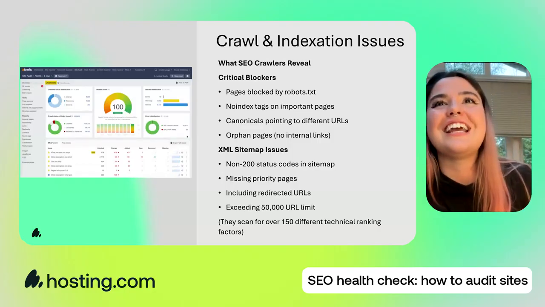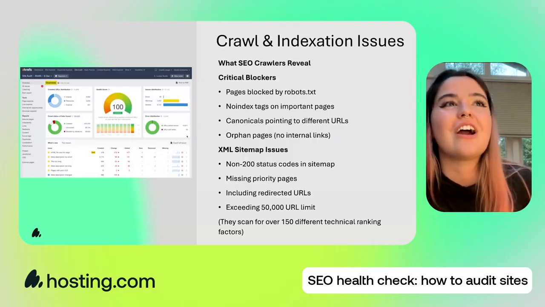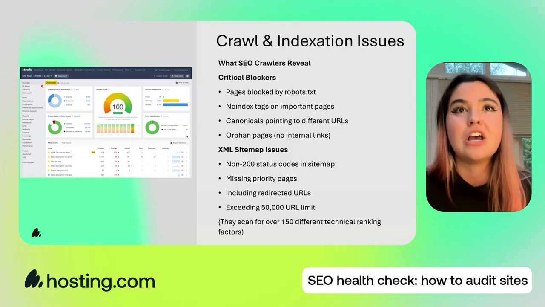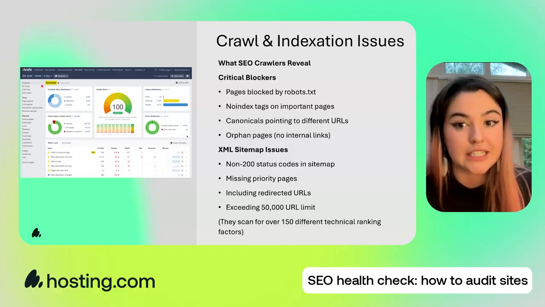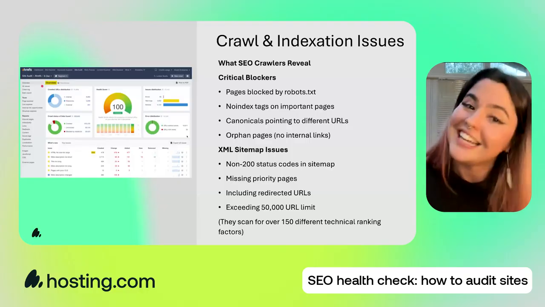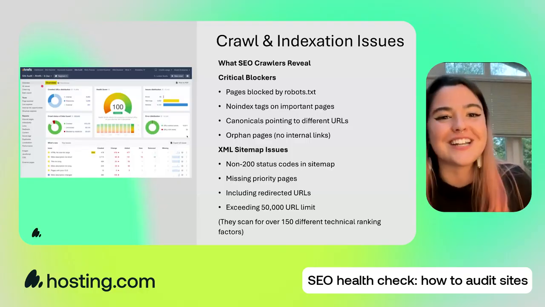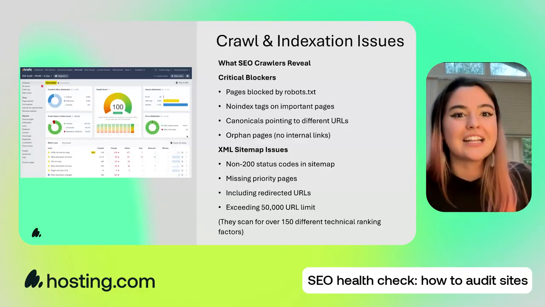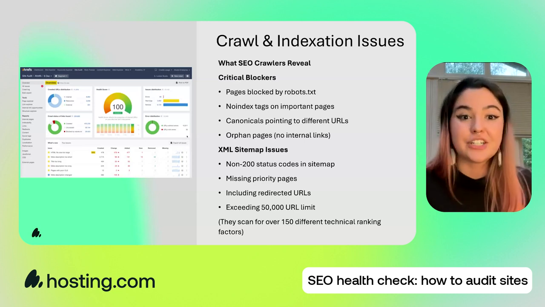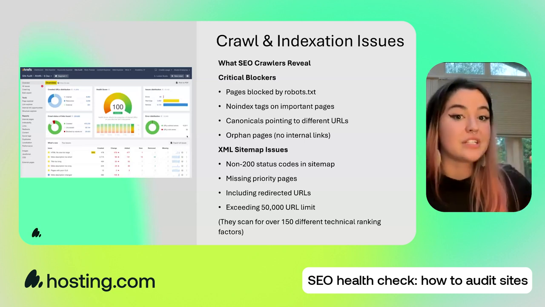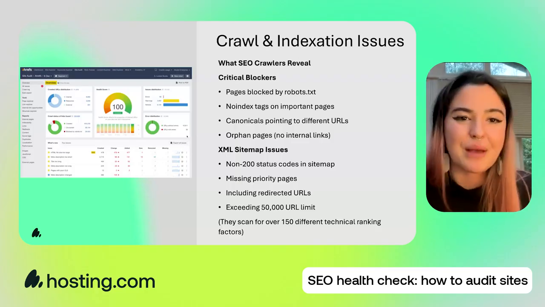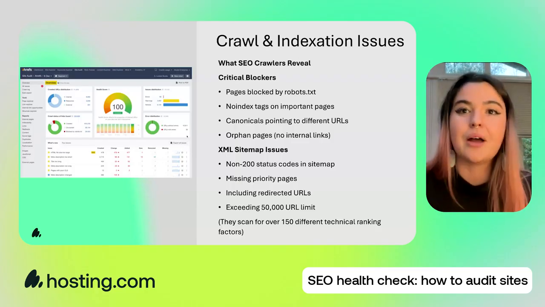Looking at crawl and indexation issues, there are a lot of things that can show up, but some critical things to discuss are pages blocked by robots.txt. I did see a comment come in asking, can you explain more about the robots.txt file? Yes, I can. All sites should have some rules given in this file. Basically it just says allow and disallow, and you guide, if you'd like, whether crawlers are able to read your site.